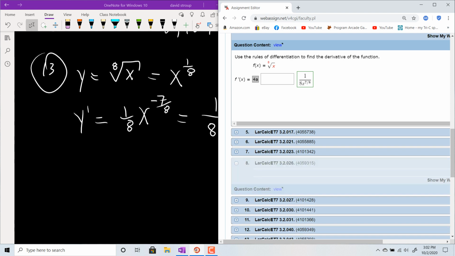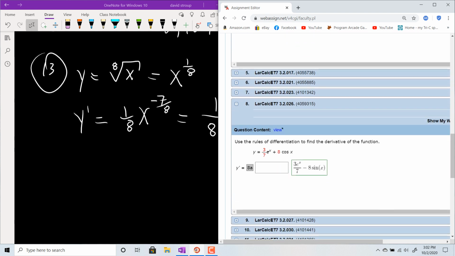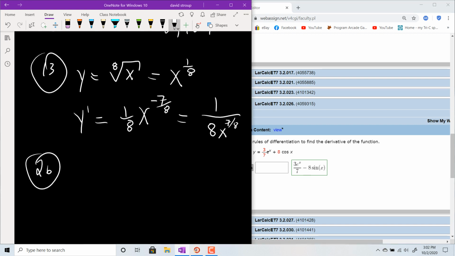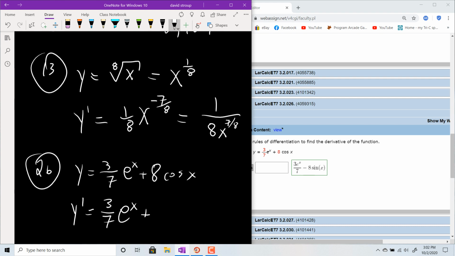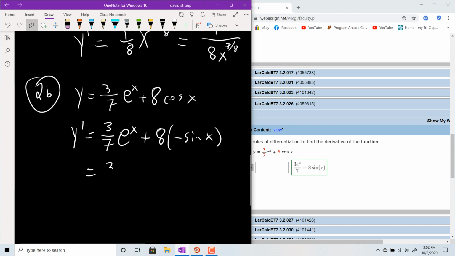Okay, so you need to know the power rule. You're going to need to know how to work with exponents. You're going to need to know the derivatives of the trig functions. You need to know the derivative of e to the x. Let's look at this guy. This is number 26. So I have y equals 3/7 e to the x plus 8 cosine x. Okay, so y prime, constant multiple rule says leave 3/7 alone. Then we have the derivative of e to the x is e to the x. And then the derivative of cosine is negative sine x. Okay. And then clean it up a bit.